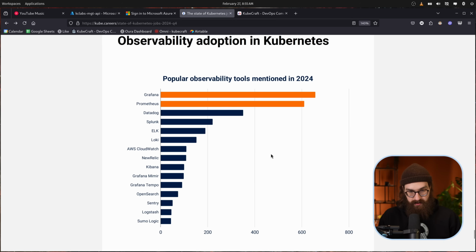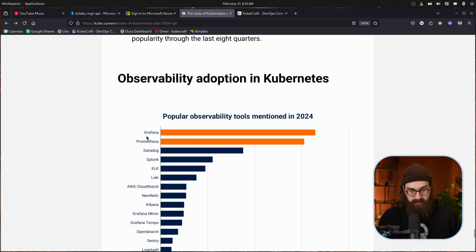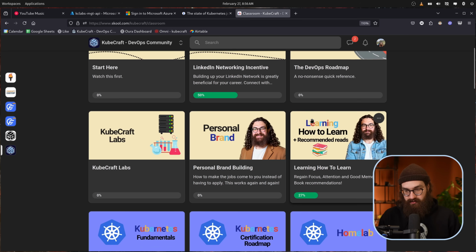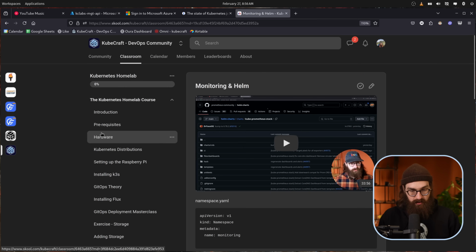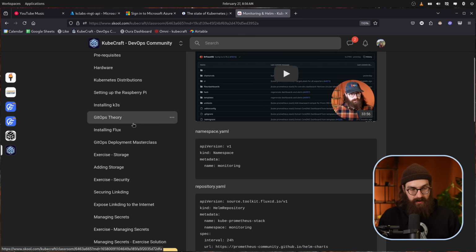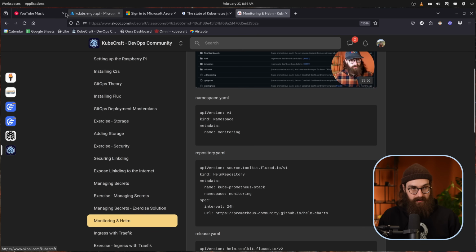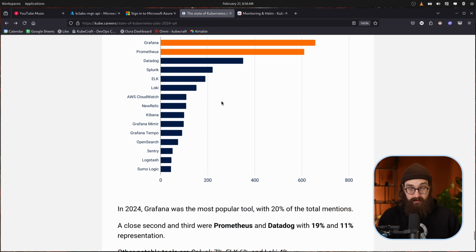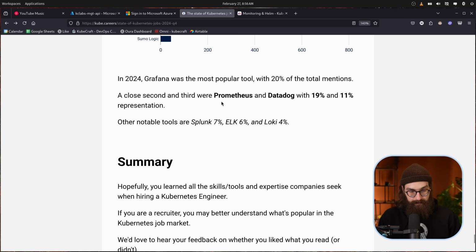Observability. Of course, this gold standard of Grafana and Prometheus remains. If you want to get a Kubernetes job, you have to get experience with these types of tools. And in my home lab course, I will show you exactly how to set that up on your own Kubernetes home lab with GitOps, and you can start practicing and learning Grafana in the comfort of your own home.